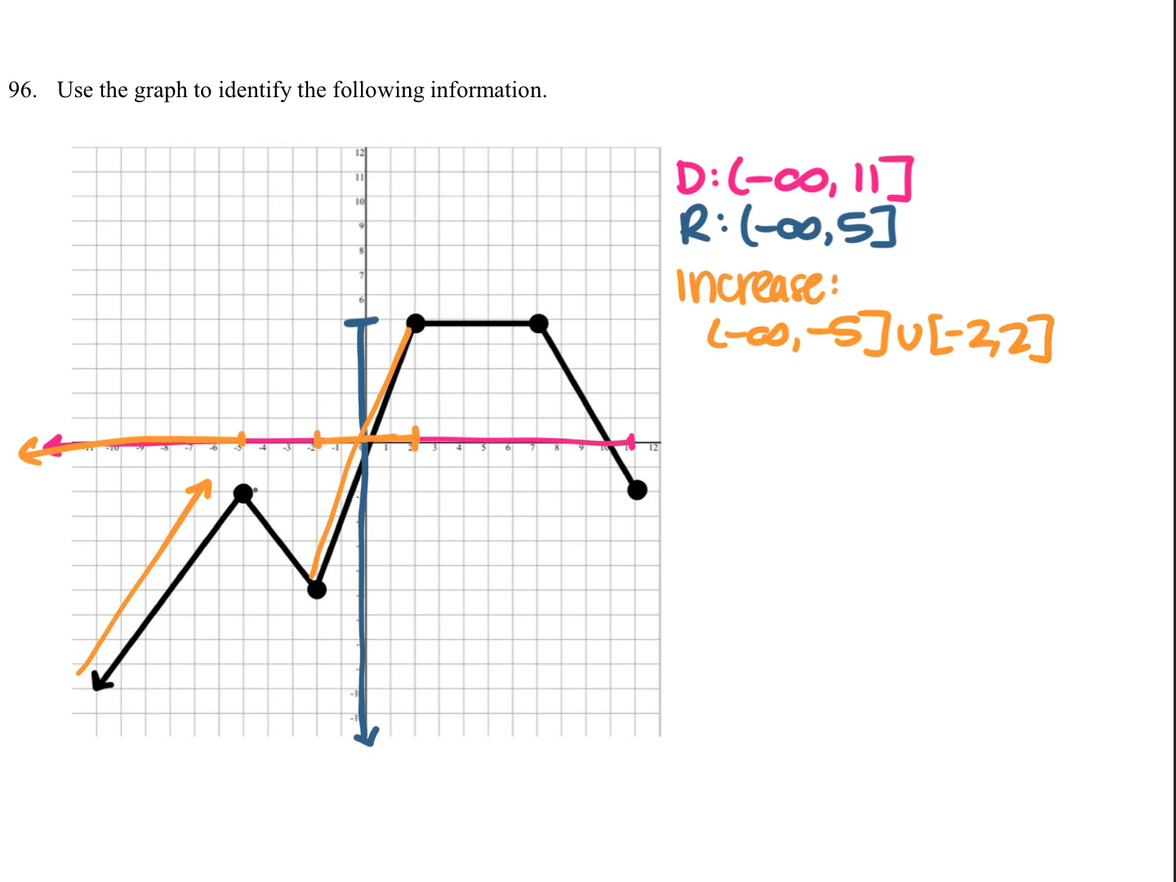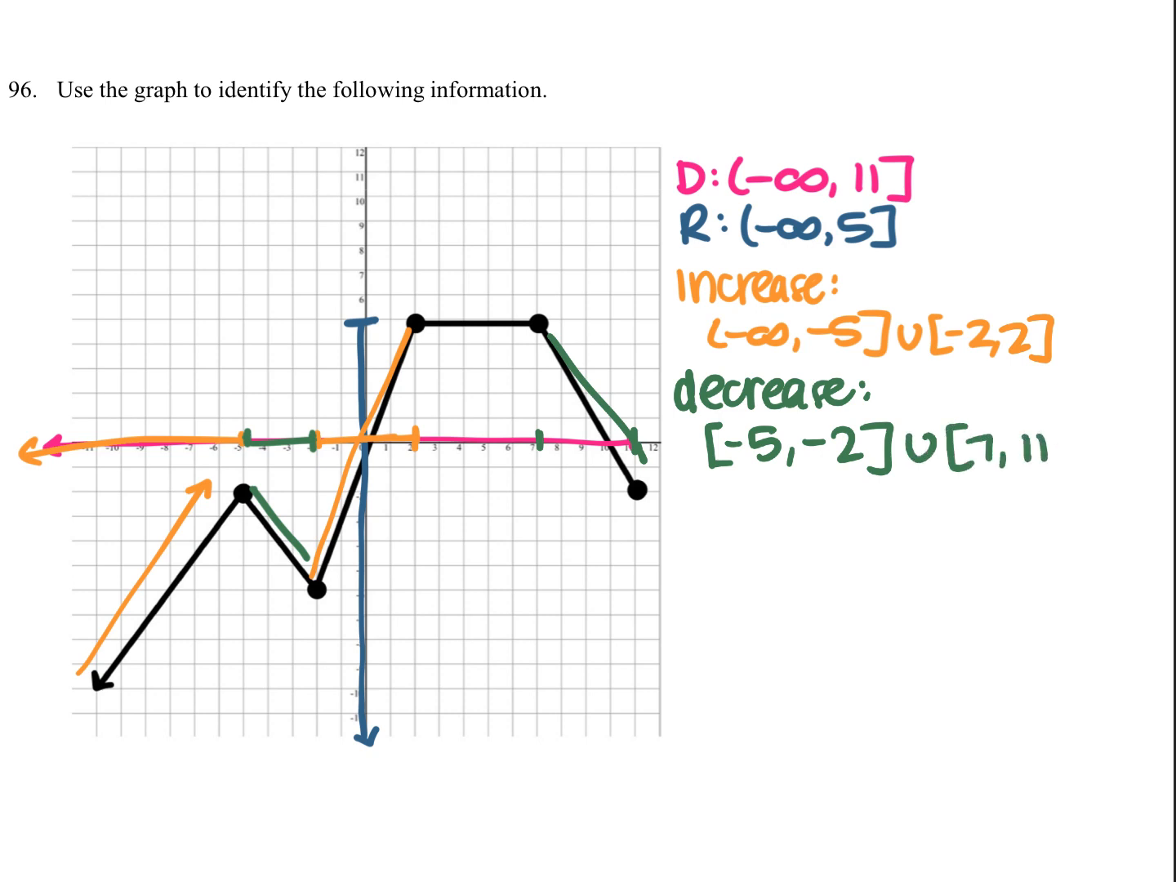Next, we're looking at decreases. So that happens here from -5 to -2, as well as here from 7 to 11. So your decrease is happening from -5 to -2, with a union from 7 to 11. Constant is the part that's flat, so that's happening here, which is from 2 to 7.